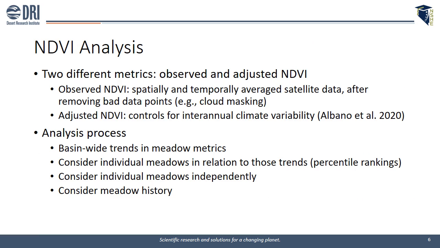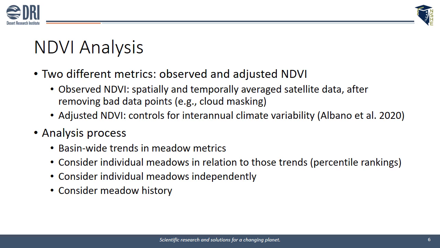So we used two different values of NDVI in this project. The first is just the observed NDVI, what we get out of the satellite data after we mask for bad points, so cloudy images, bad data. And the second is a climate-adjusted NDVI, and this follows some work by Christine Albano in 2020 that controls for the interannual climate variability of NDVI. And what you see in the adjusted NDVI signal is the change in NDVI over time after you've removed the effects of interannual climate variability.